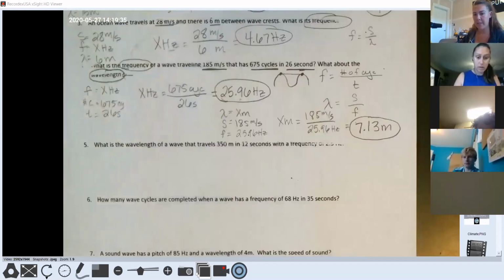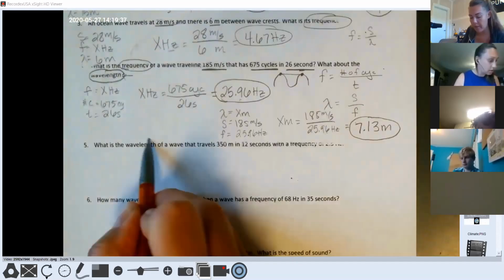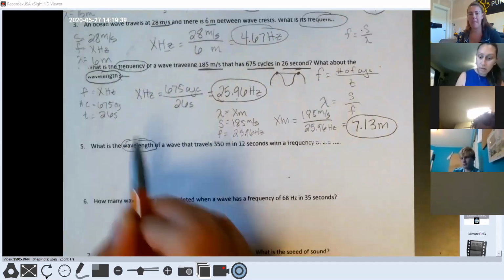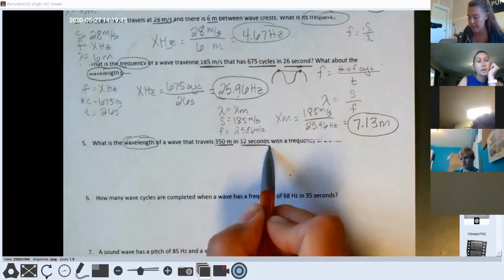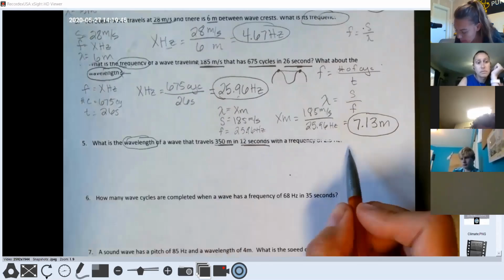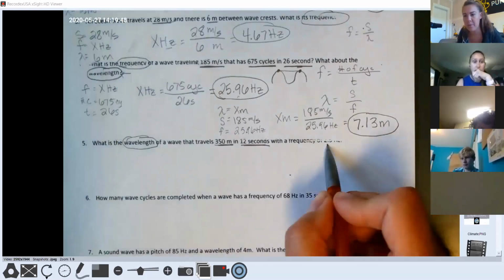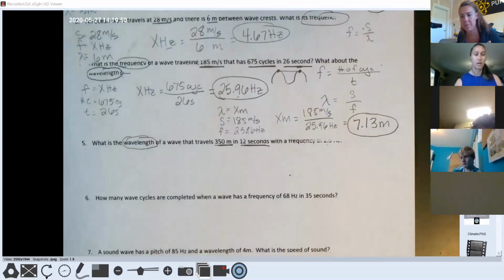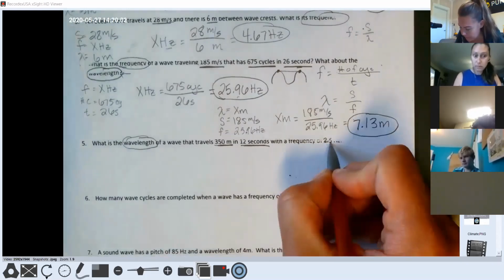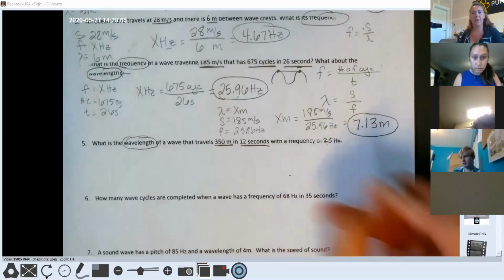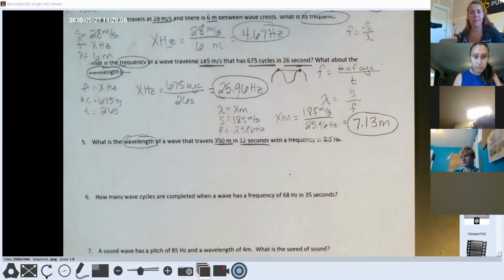Number 5 says, what is the wavelength of a wave that travels 350 meters in 12 seconds with a frequency, does that say 2.5? Does anybody have it in front of them? Give me a thumbs up. Actually, I might have it. Hold on. Let me see. I have it. 2.5. So that is 2.5 hertz. A bad printer. Okay.